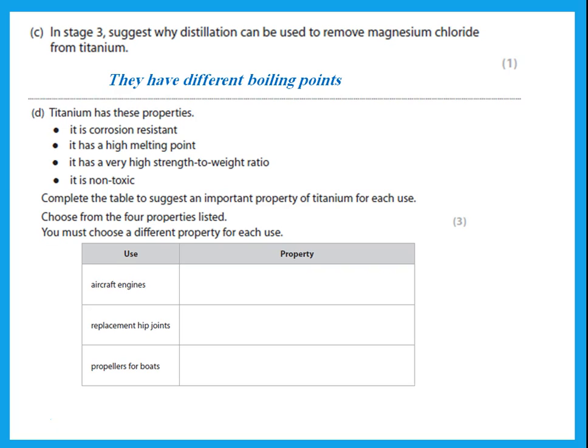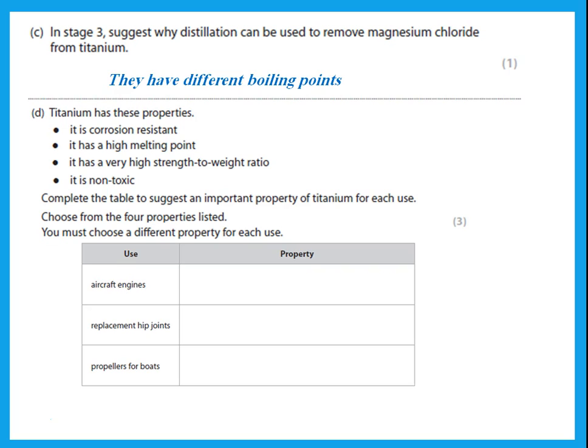Titanium has these properties: corrosion resistant, high melting point, high strength to weight ratio, non-toxic. Complete the table to suggest an important property of titanium for each use. Choose from the 4 properties listed. You may choose a different property for each use, so you cannot repeat anything. So which property do I need to make aircraft engines?